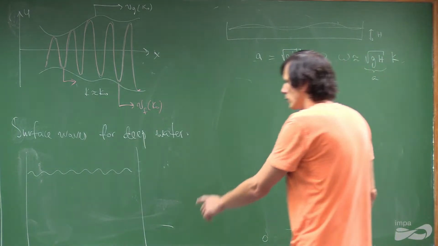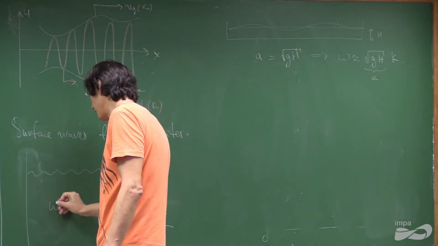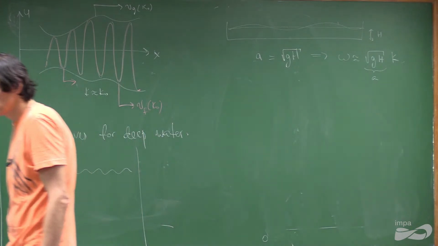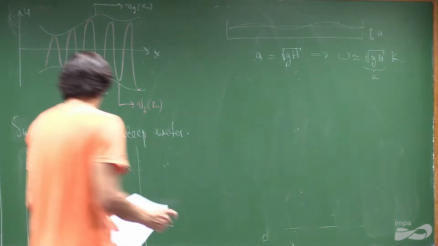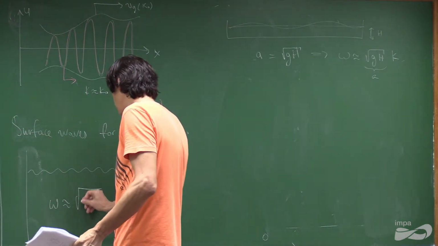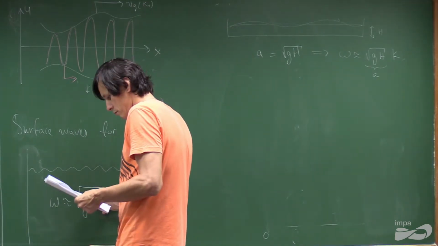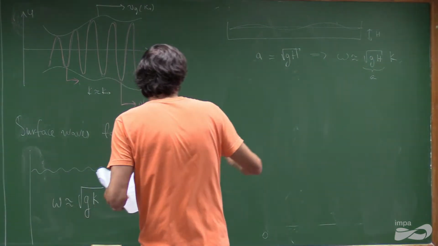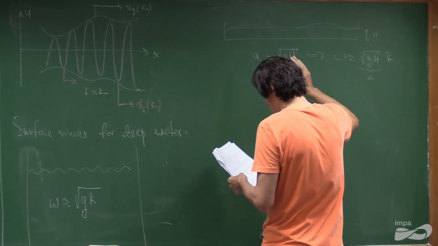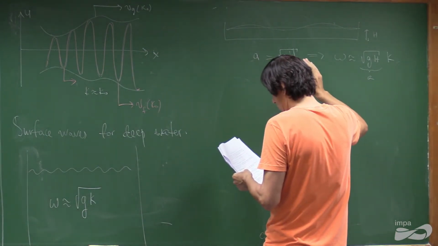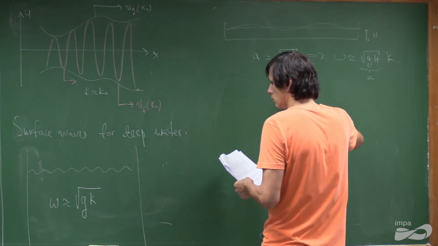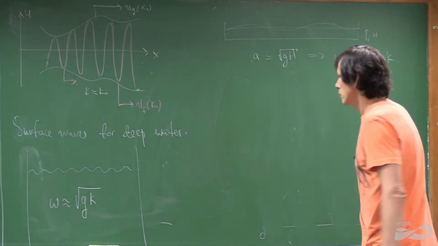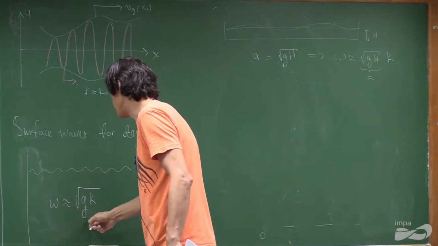In that case, for deep water, omega should be g over k. No? Yeah. It's approximately square root of g. So this should be g divided by k. Okay. In that case, omega is approximately g by k.